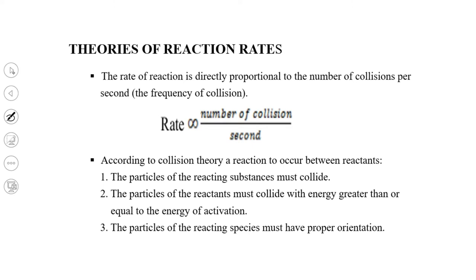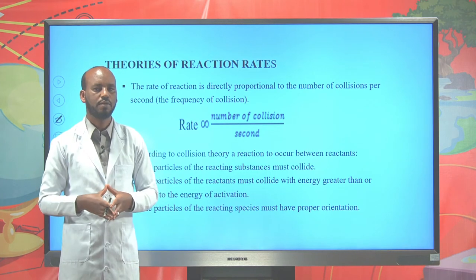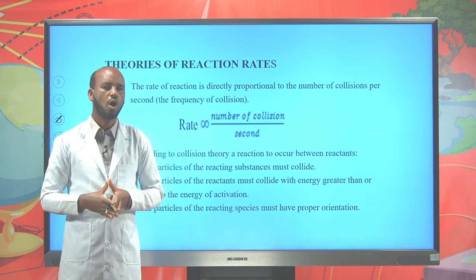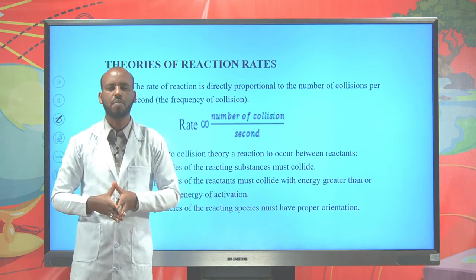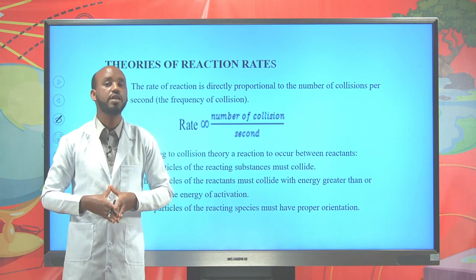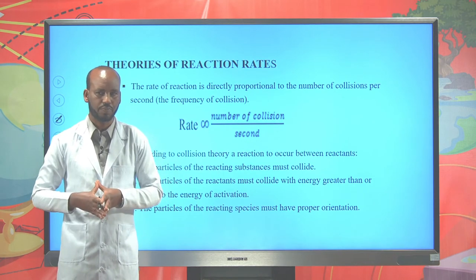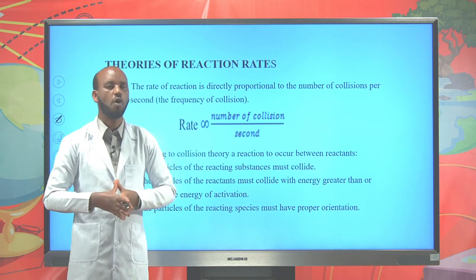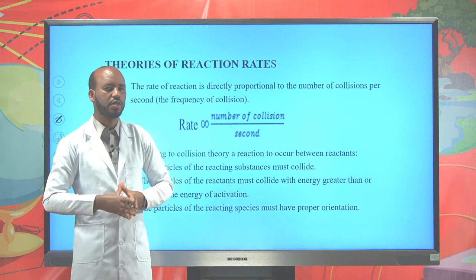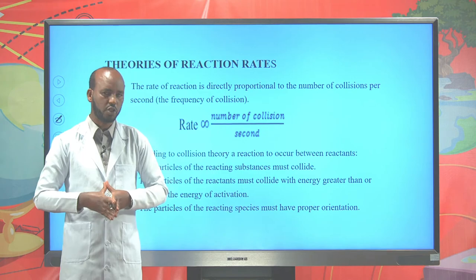According to collision theory, for a reaction to occur between reactants, one, the particles of the reacting substance must collide. For a reaction to take place, there must be collision between reacting species. Note that not all collisions result in a reaction, because collisions are of two types, effective collision and ineffective collision. Effective collision is collision between reacting substances which results in the formation of the desired product. The other type is ineffective collision, which does not result in a reaction.